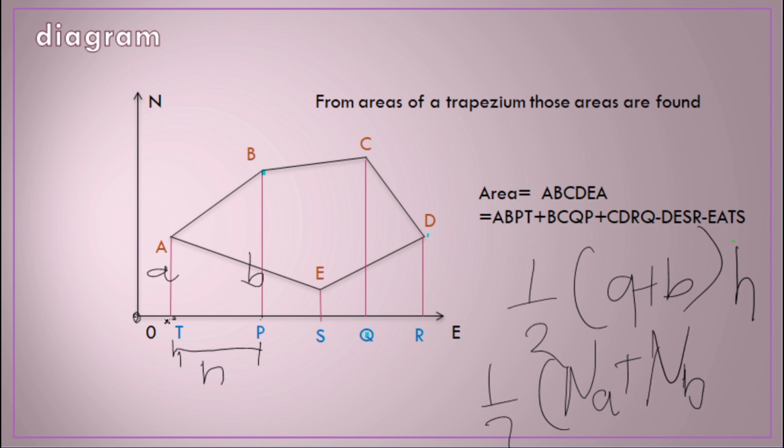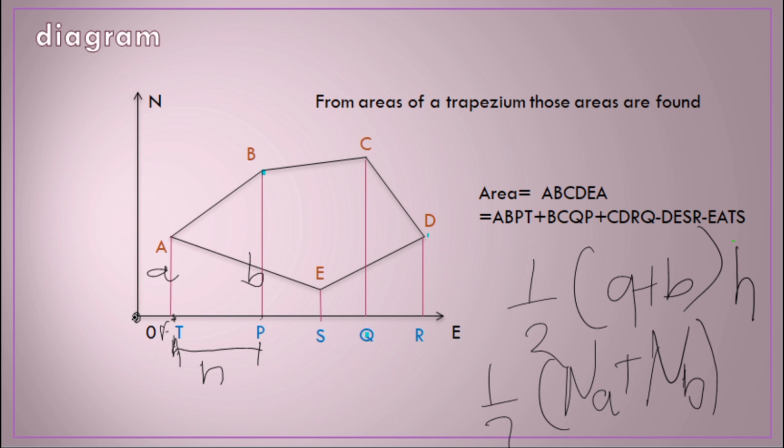And then the distance between P and T, from here to here, is the easting of A. So this is the easting of A, the distance from 0 to where A is on that axis.